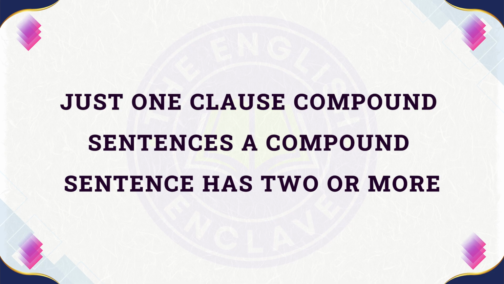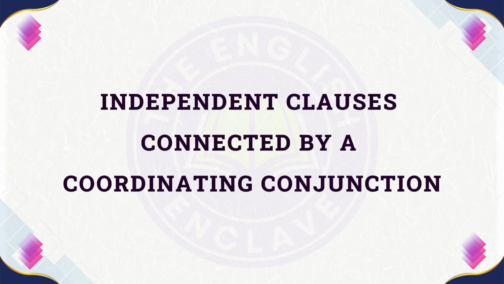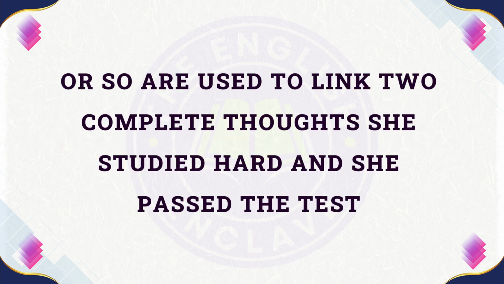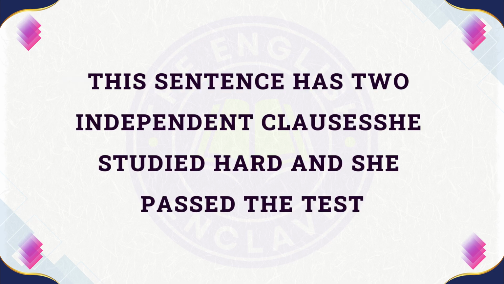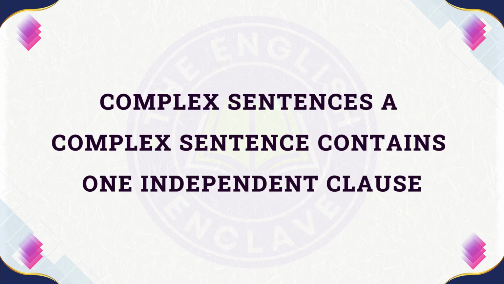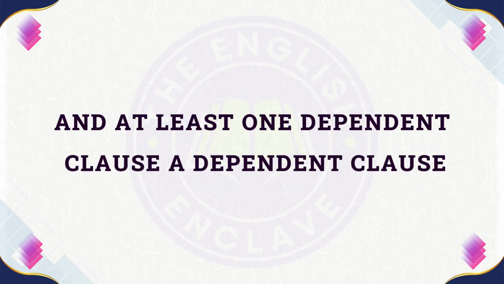Compound sentences. A compound sentence has two or more independent clauses, connected by a coordinating conjunction. Conjunctions like and, but, or so are used to link two complete thoughts. She studied hard, and she passed the test. This sentence has two independent clauses. They're joined by the conjunction and. List of coordinating conjunctions: for, and, nor, but, or, yet, so. Acronym: FANBOYS.